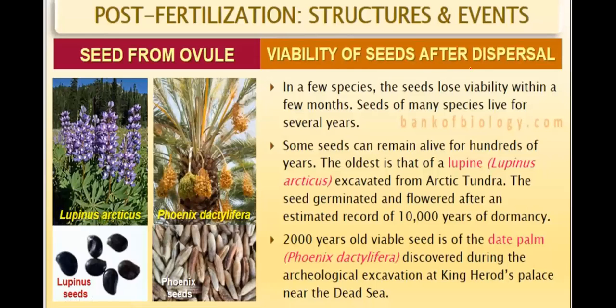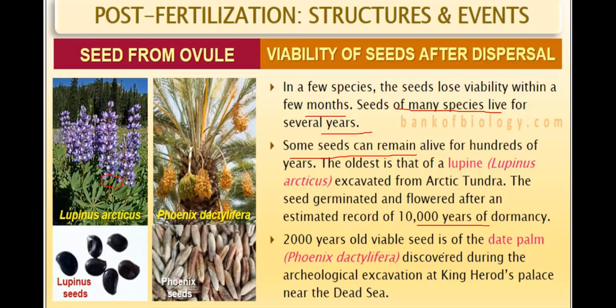Now, viability of seed after dispersal. In a few species, the seeds lose viability within a few months. Seeds of many species live for several years. Some seeds can remain alive for hundreds of years. The oldest is that of lupine, Lupinus arcticus. Excavated from the Arctic tundra, the seed germinated and flowered after an estimated record of 10,000 years of dormancy.